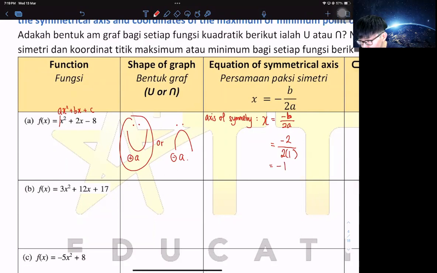But here you need to listen very carefully. If you want to get full marks, when you answer axis of symmetry, you answer like this in full. You cannot just say, oh, axis of symmetry is negative 1. No. You're going to say axis of symmetry is x equals to negative 1. You hear the difference or not? Don't miss any single thing.